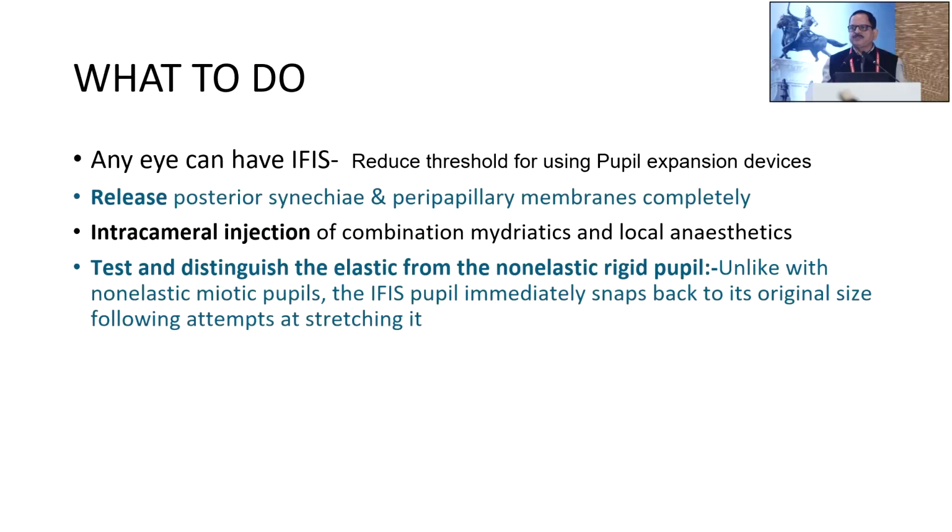So what to do if you get a small pupil? There are many ways you can skin the cat. First thing, you have to be prepared. Any eye can have IFIS, you can't know it previously. Have a reduced threshold for using pupil expansion devices, release posterior synechiae and peripupillary membranes completely. Intracameral injection of a combination of mydriatics and local anesthetics is used. Then test and distinguish the elastic from the non-elastic rigid pupil. Unlike a non-elastic miotic pupil, the IFIS pupil immediately snaps back to the original size following attempts to stretch it. So you can differentiate between the rigid and non-rigid pupil.